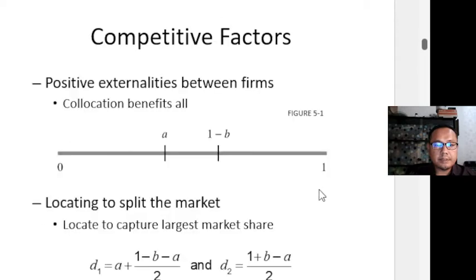Okay, competitive factors, positive externalities between firms. Okay, locating to split the market, locating to capture the largest market share. This is very useful when we have to see the factor of locating to split the market.